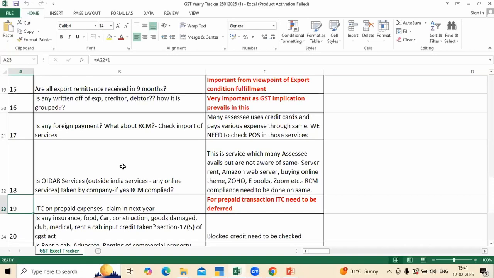So, though you have made the advance payment for that lease line, and though the invoice pertains to the month of March, the benefit of that ITC will be there in the next year, like the lease line will be enjoyed in the coming year. You need to pro rata reverse the input credit in the current year and reclaim it in the next year. Now moving on to point number 20.